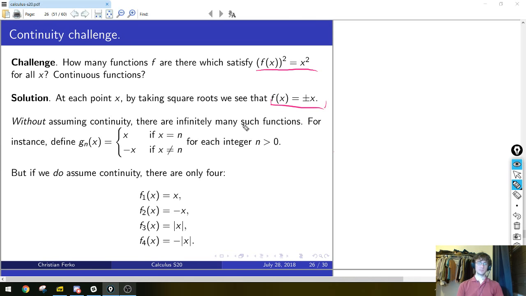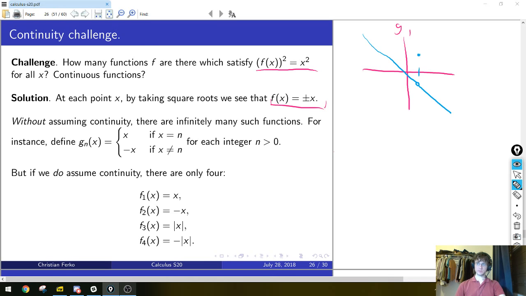Here's how I do that. For each integer n, I define a function g_n, which is x at the integer n, and it's minus x everywhere else. So for instance, here's g_1. g_1 equals x at 1, so g of 1 equals 1. But everywhere else, it's minus x. So there's a hole and then minus x.